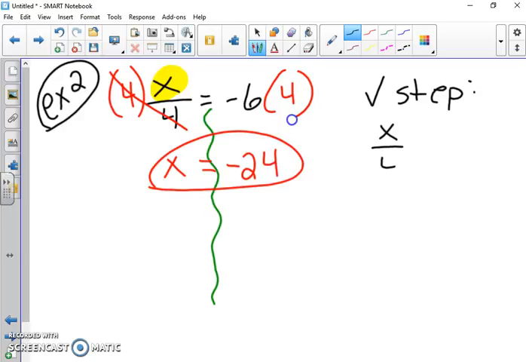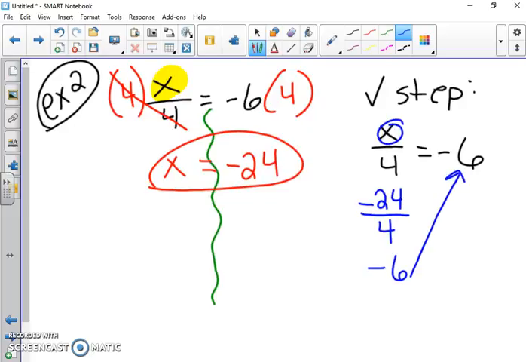So x over 4 equals negative 6. We think that x is negative 24, so let's go ahead and plug it in. And then that's over 4. And in my calculator, negative 24 divided by 4 is negative 6. Is that what I was supposed to get? Yep. Yay.